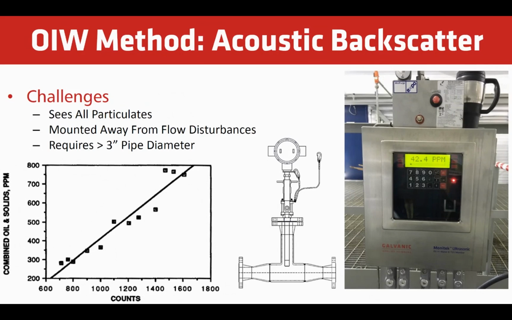The advantage of acoustic systems is there's no optics to foul. The downside is that this method sees all particulates in the sample, including suspended solids and air bubbles. That's why it's important to mount the sensor away from flow disturbances. The sensor needs a minimum of a 3-inch pipe diameter for installation, or else a pipe adapter is required. The accuracy of acoustic devices is plus or minus 4% of full scale, compared to 2% for optical.